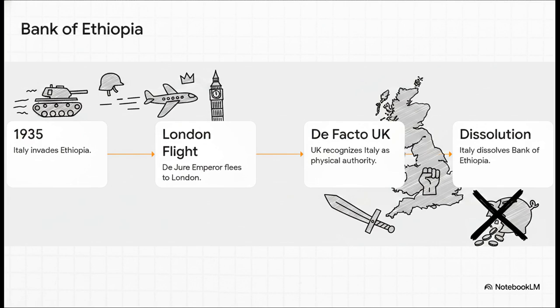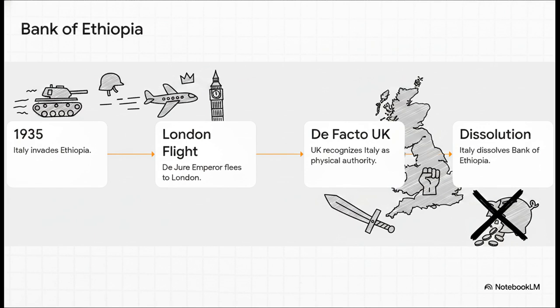Case number 2, Bank of Ethiopia versus National Bank of Egypt and Ligori. Let's trace the steps on this one. In 1935, Italy invaded Ethiopia. The Emperor of Ethiopia fled to London, but the UK continued to recognize him as the de jure ruler. However, the UK simultaneously recognized the invading Italian forces as the de facto authority simply because they had actual physical control of the territory. The Italian authorities then went ahead and passed local laws dissolving the Bank of Ethiopia.